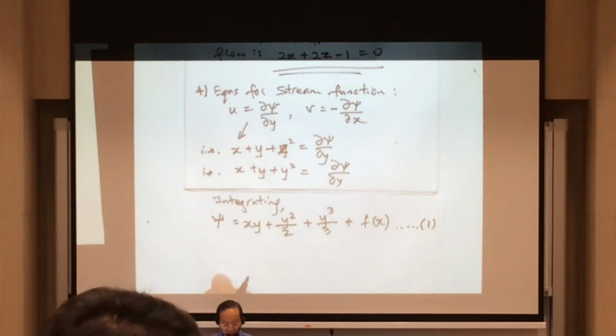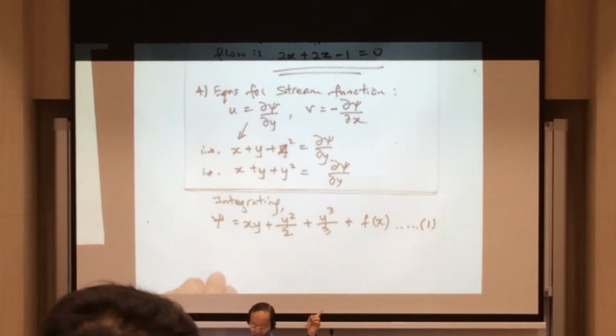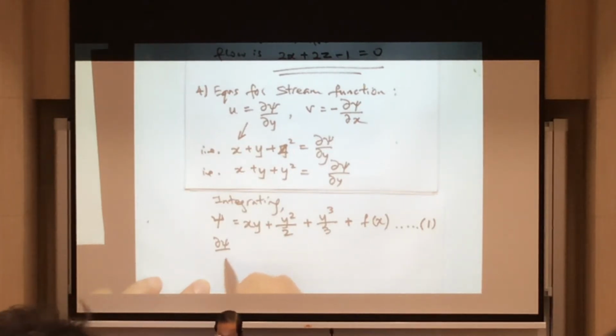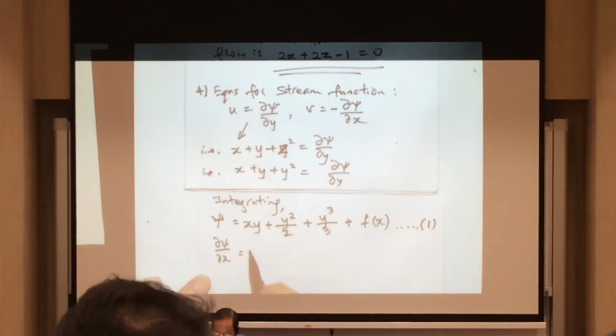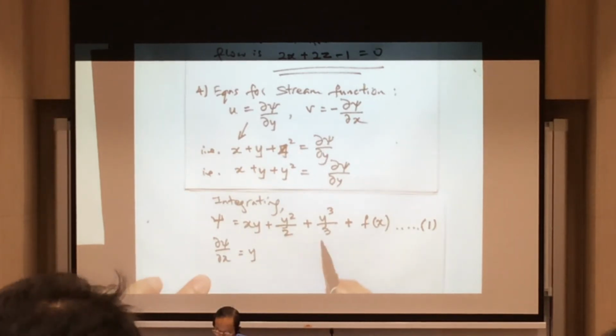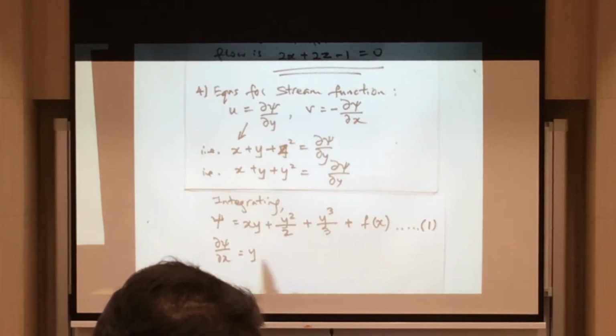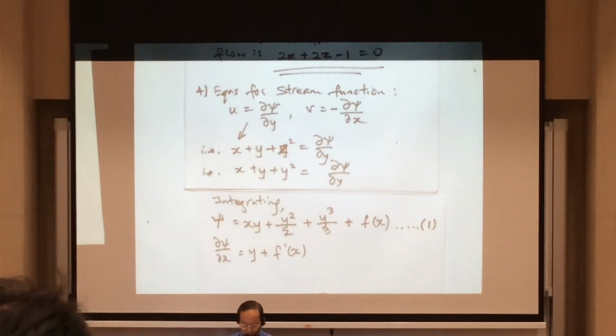Now, we are also given the other expression from the stream function, d is equal to minus ∂ψ/∂x. So let's differentiate this ψ with respect to x. With respect to x, what do you get? You get y, and the rest is 0, this is 0. When you differentiate a function of x with respect to x, what do you get? f prime.